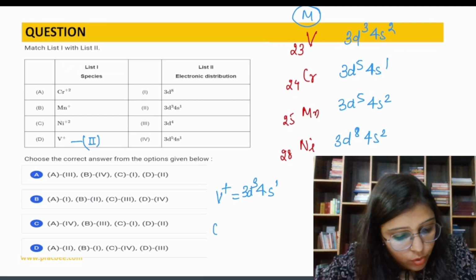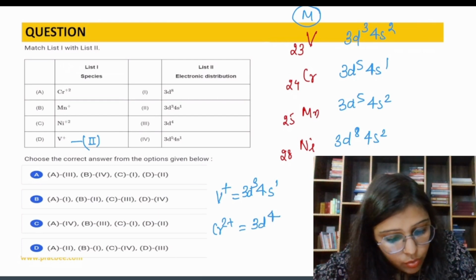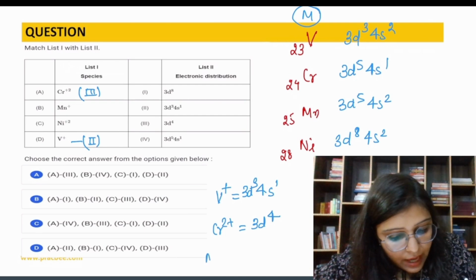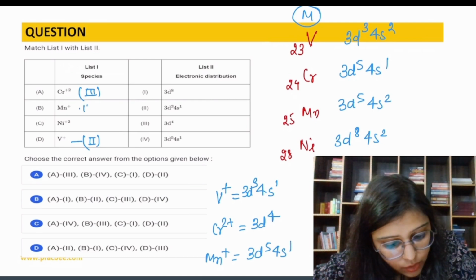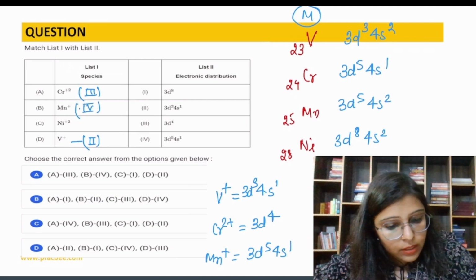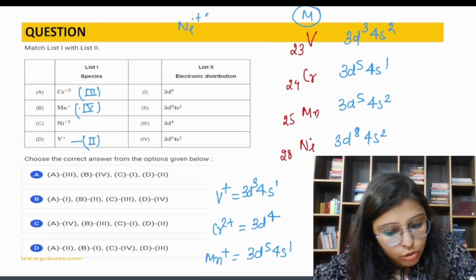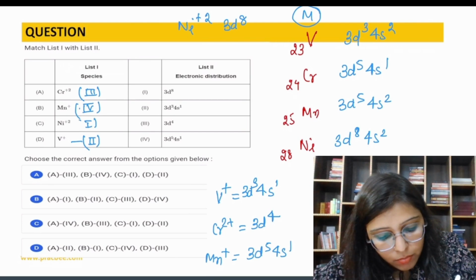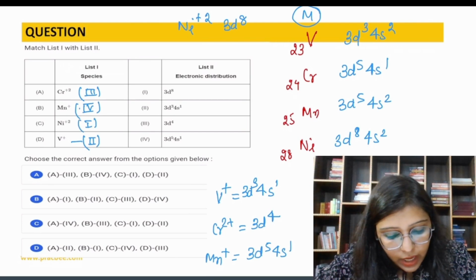Then we have chromium 2 plus. So this is going to be 3d4. So chromium 2 plus can be matched with option number 3. Then we have Mn plus. So which is 3d5 4s1. So it can be matched with option number 4. Then we have Ni plus 2. Ni plus 2 is 3d8. So it can be matched with option number 1. So let's see. A option is 3, B option is 4, C option is 1, and D option is second.